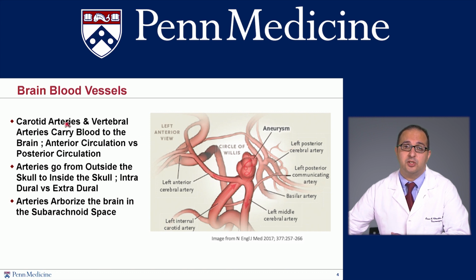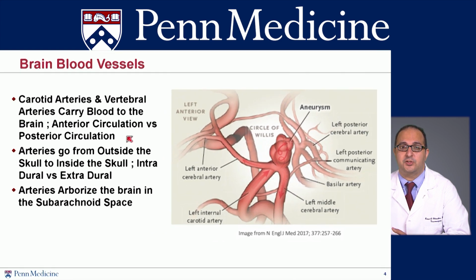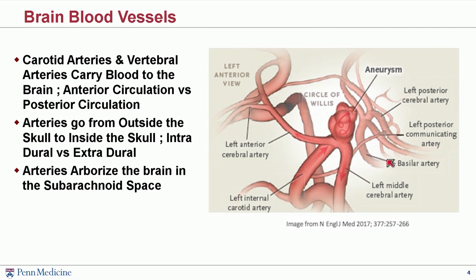We often use the term anterior circulation and posterior circulation. The carotid arteries are the ones in the front, so they are considered anterior. And the vertebral arteries are at the back, so they are called posterior circulation blood vessels. This is another schematic that demonstrates the carotid artery here in a patient on the left side. This is the carotid artery on the right side, and you can see at the back of the head, there are these arteries, the vertebral arteries, which join to form the basilar artery.